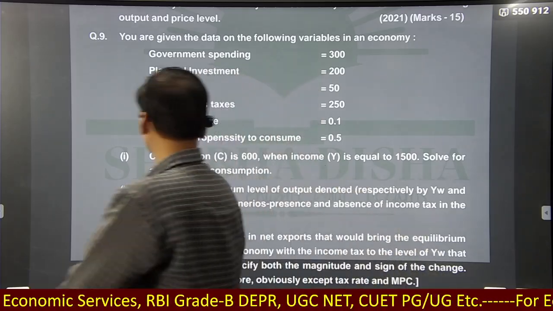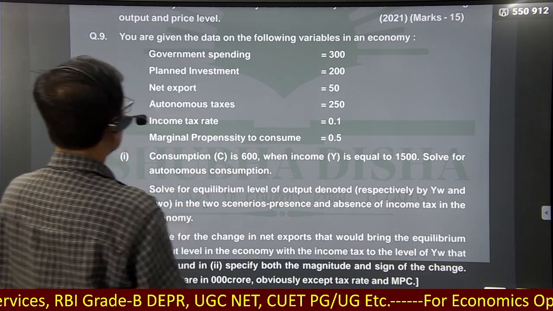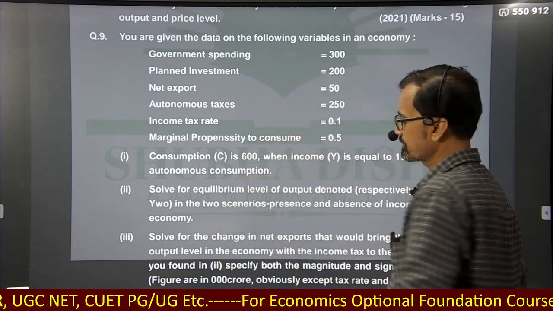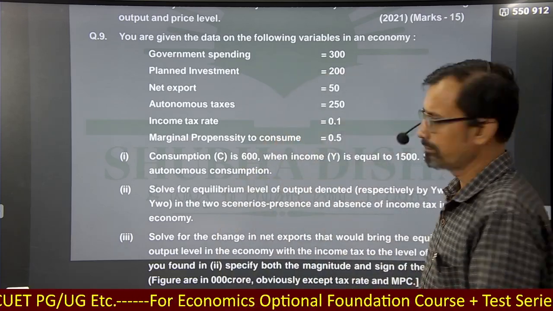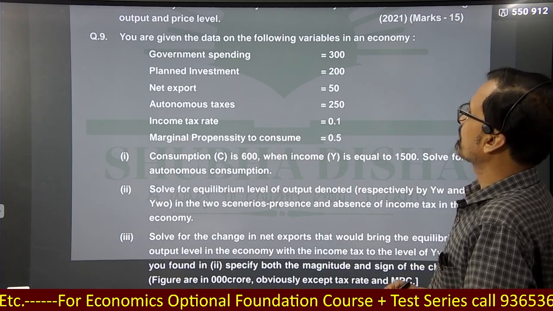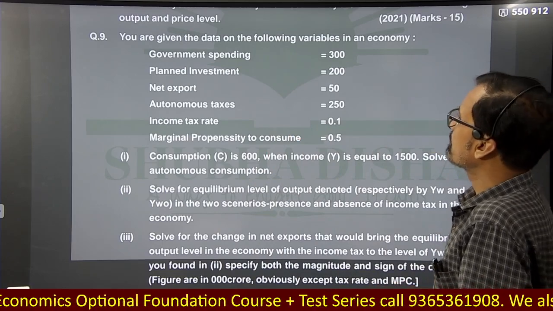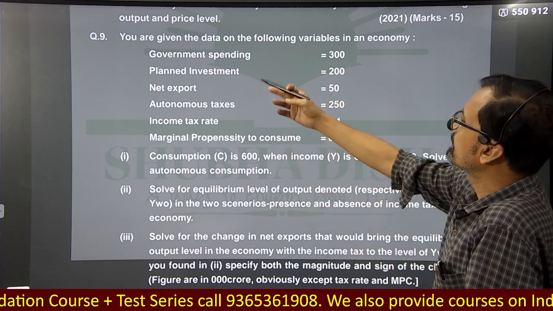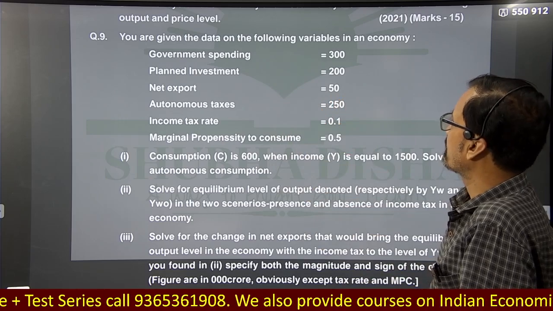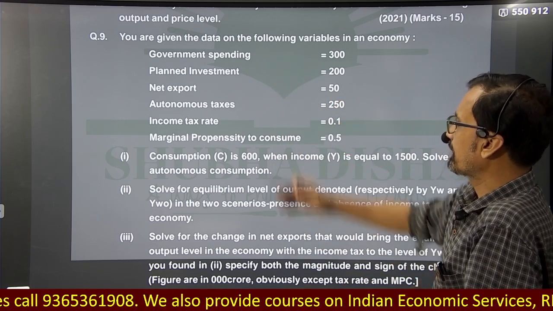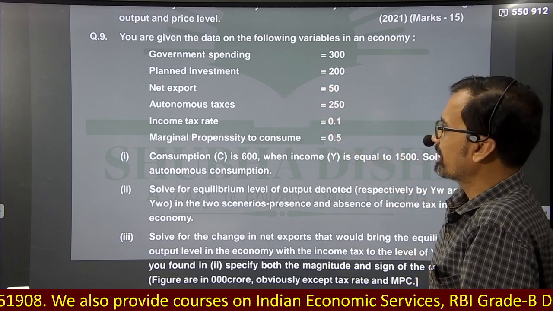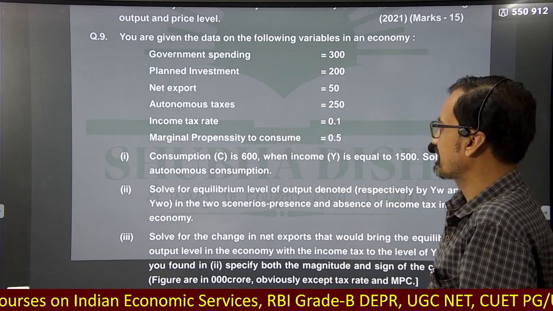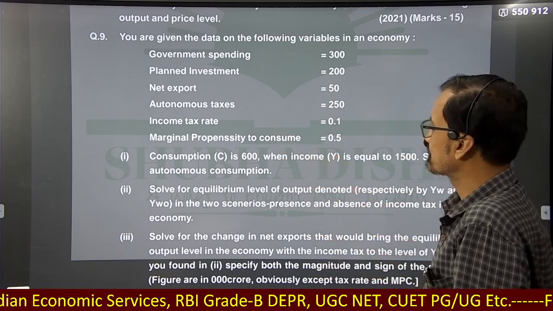Today we will deal with another numerical question which is asked from macroeconomics. One question was asked in 2019. You are given the data on the following variables in an economy: government spending, planned investment, net export, autonomous taxes, income tax rate, marginal propensity to consume.